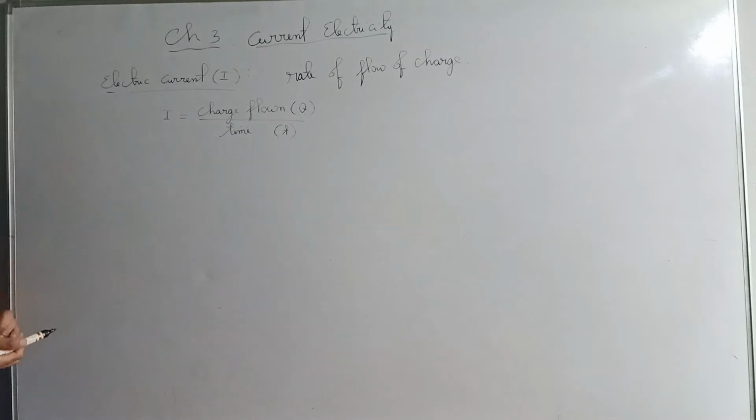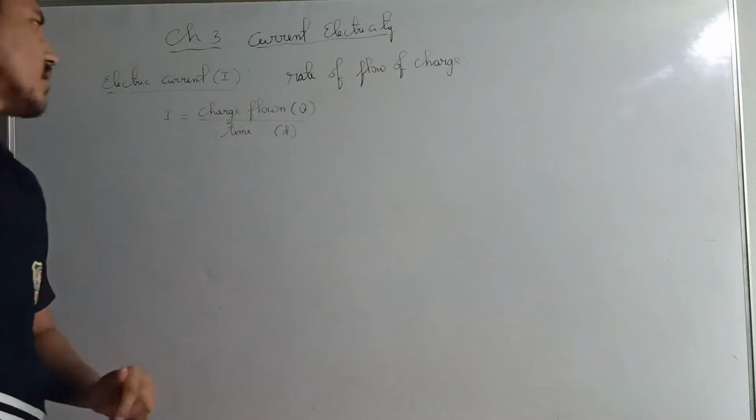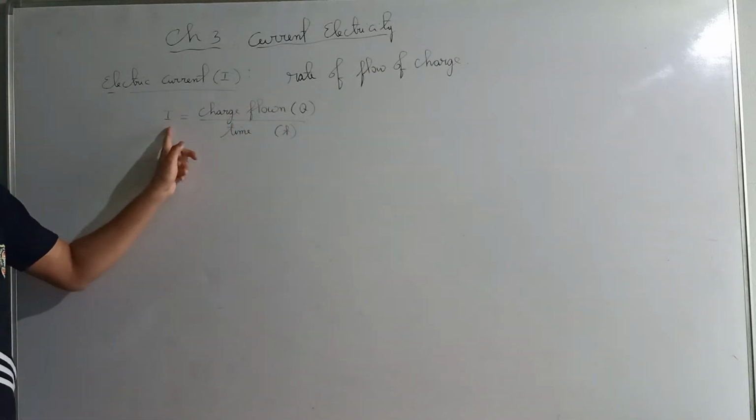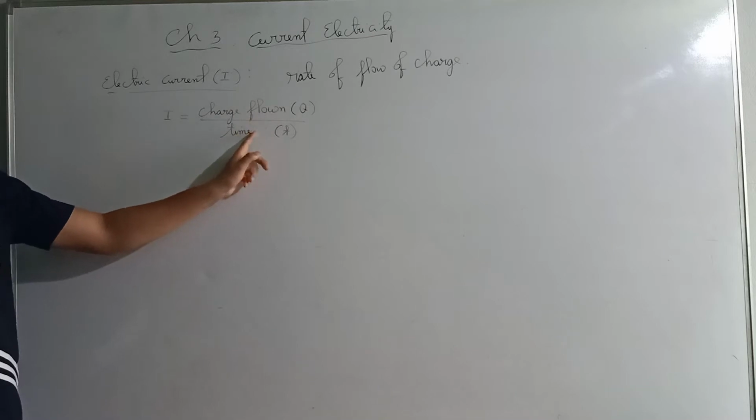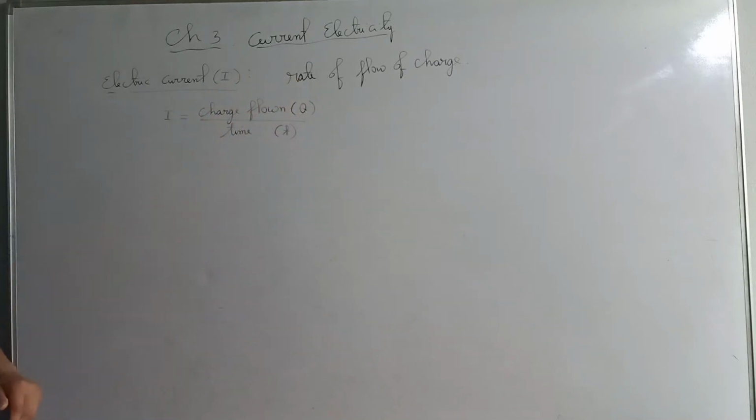Anything divided by time is known as rate. Rate means dividing by time, okay? So electric current is defined as the rate of flow of charge. So I is equal to charge flown upon time. Alright.